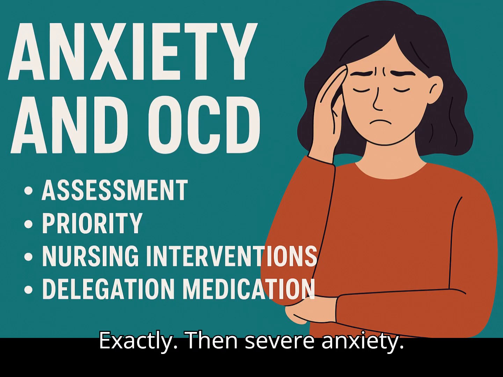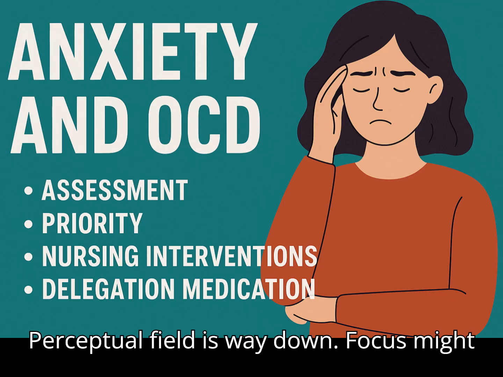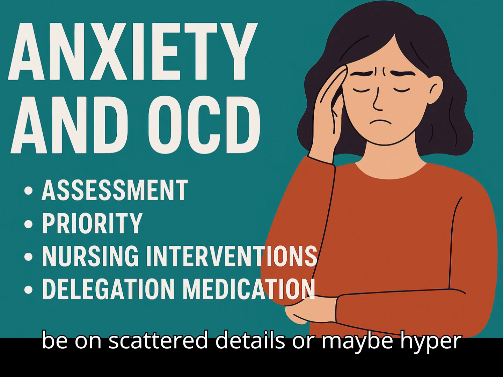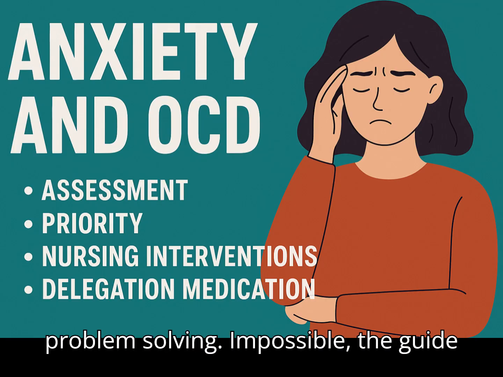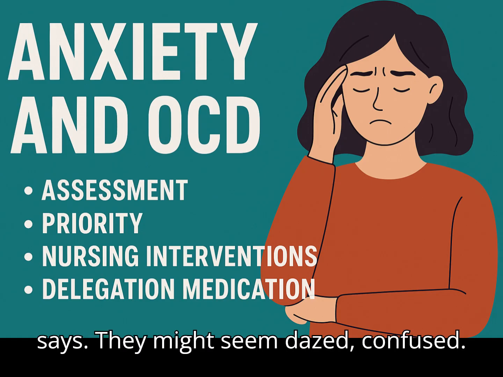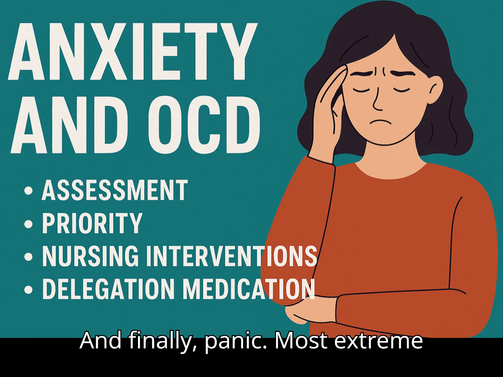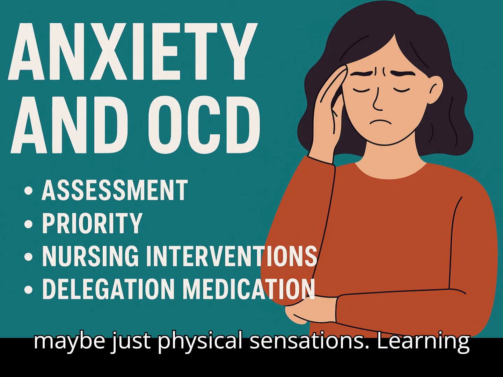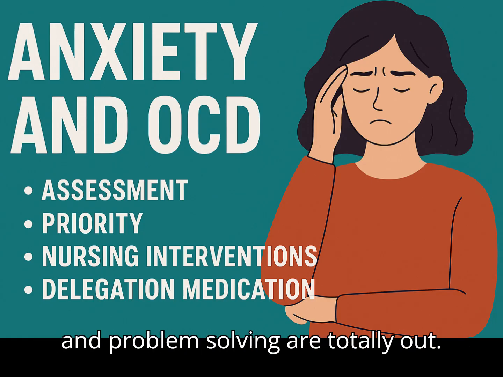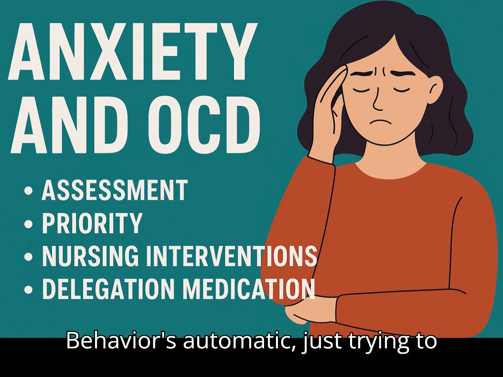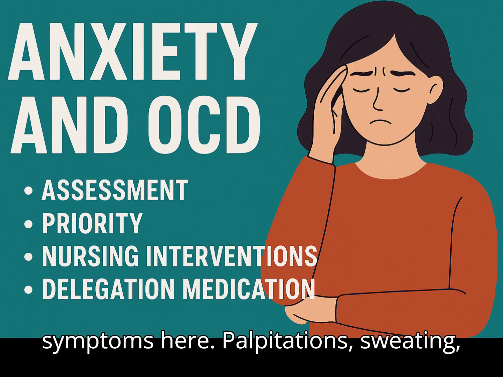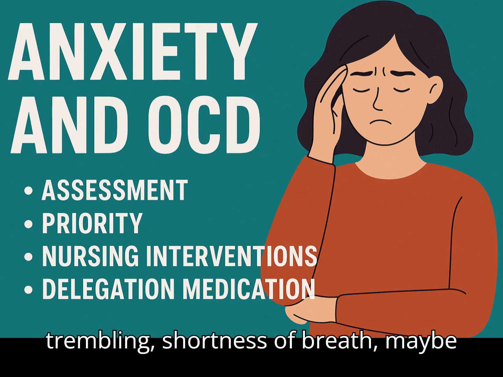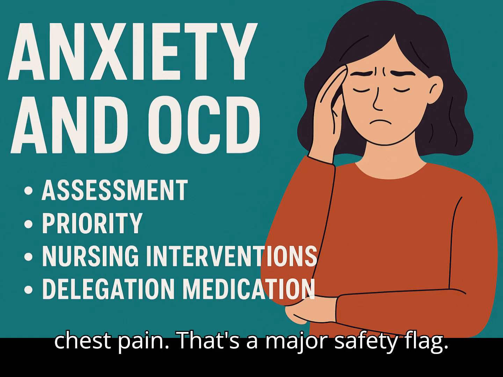Exactly. Then severe anxiety. Perceptual field is way down. Focus might be on scattered details or maybe hyper-focused on just one thing. Learning and problem solving, impossible, the guide says. They might seem dazed, confused. Okay. And finally, panic. Most extreme. Perceptual field is incredibly limited, maybe just physical sensations. Learning and problem solving are totally out. Behavior's automatic, just trying to reduce that awful feeling. And the guide specifically mentions the physical symptoms here: palpitations, sweating, trembling, shortness of breath, maybe chest pain. That's a major safety flag.